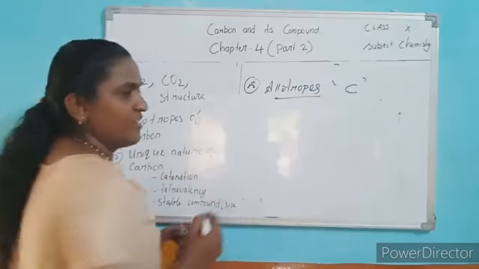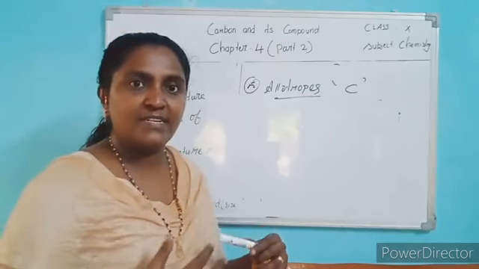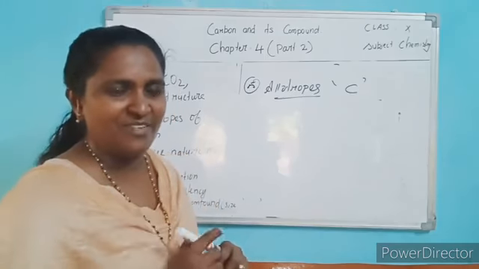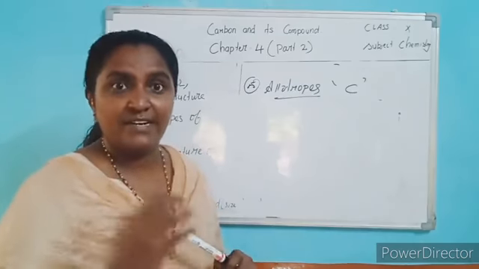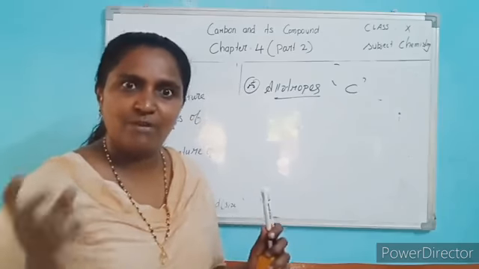These are the allotropes of carbon we have studied in the previous class. Carbon can exist in different forms. Diamond is made up of only carbon. Coal is made up of only carbon. Graphite is made up of only carbon. And fullerene is made up of only carbon.